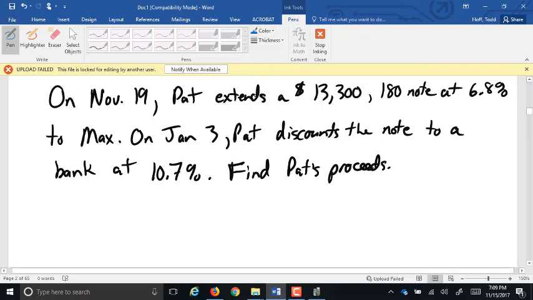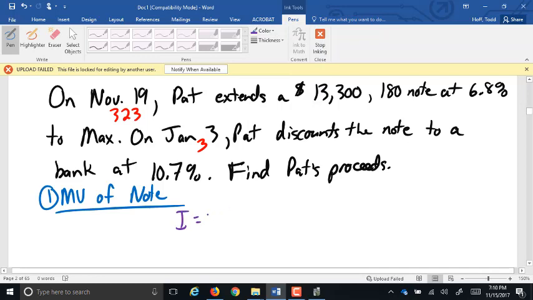First thing we need to do is pull out that little magic calendar chart and look up some dates. November 19th is 323. January 3rd is 3. Now we need to find our maturity value of the original note. How do we find it? Interest, which is going to be 13,300 times 0.068, times 180 over 360.